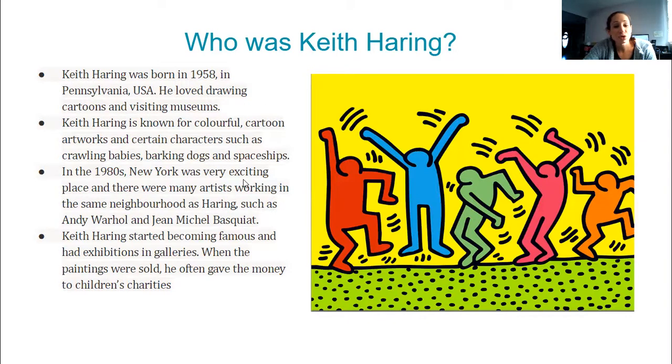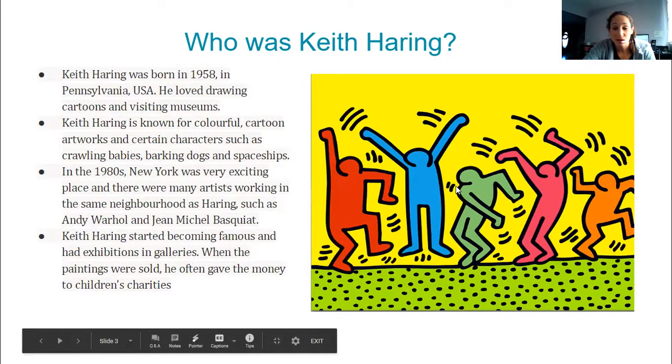In the 1980s, New York was a very exciting place, and there were many artists working in the same neighborhood as him. And some of those artists you guys might have heard of before, but maybe not. But one of them is Andy Warhol, and then Jean-Michel Basquiat, two pretty famous artists. Andy Warhol's really famous, actually. And Keith Haring started becoming famous and had exhibitions in galleries. And when his paintings were sold, he often gave the money to children's charities. So he usually didn't keep the profits from when he sold paintings, he gave them to children's charities. So that's a pretty good thing.